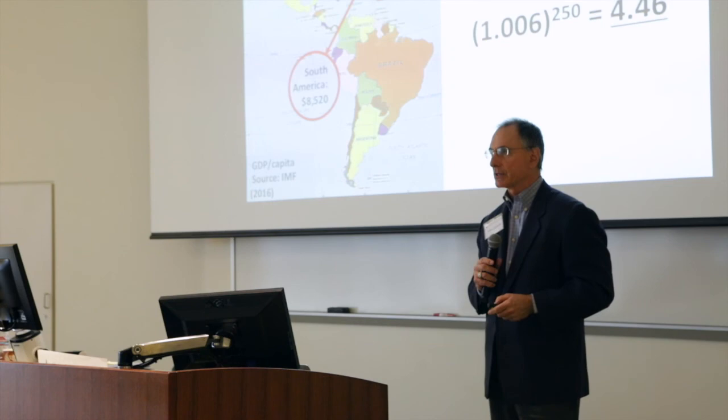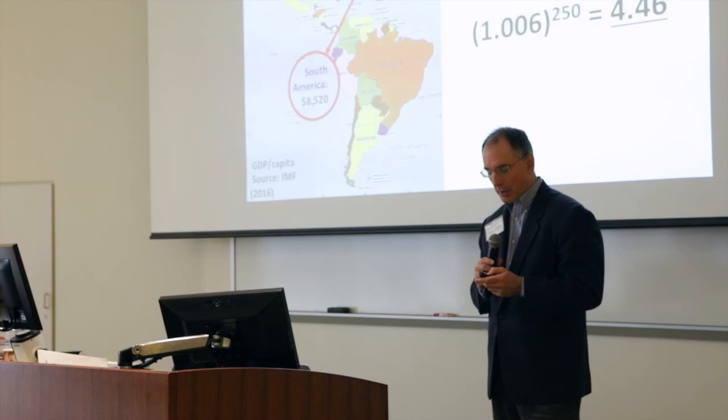If you take slightly more than the 0.5% referenced in the previous slide, that would be 1.006, since 1.005 would be 0.5%, and 1.006 is slightly more than that, and raise it to the 250th power, that is, compound that 0.5% per year growth rate over the last 2.5 centuries since the United States, Canada, and many of these countries in Latin America got established, you get approximately that ratio, 4.46. So the numbers hang together.